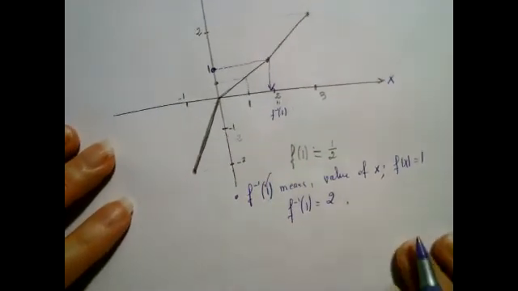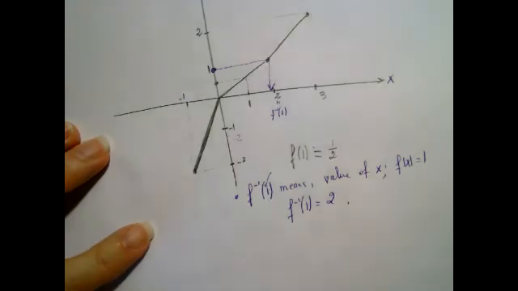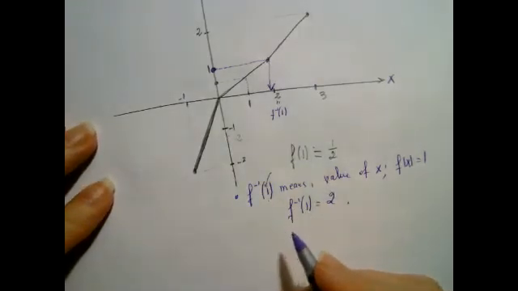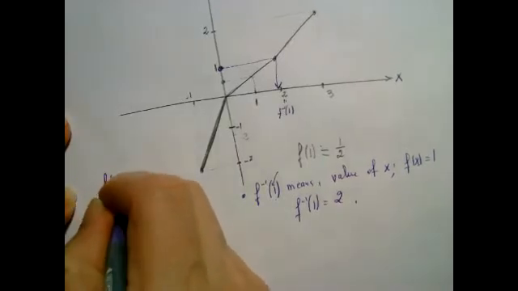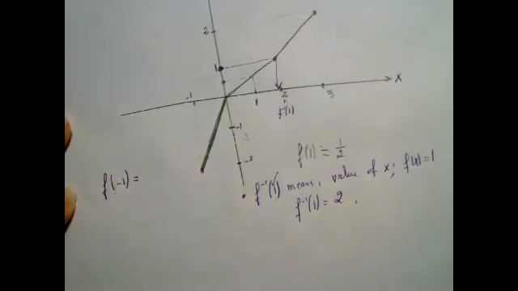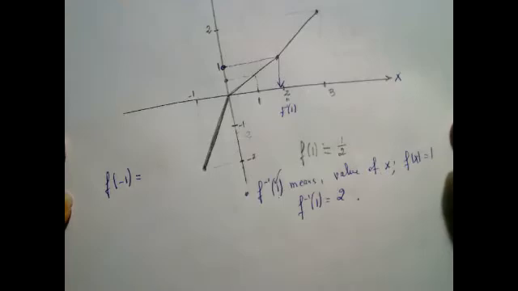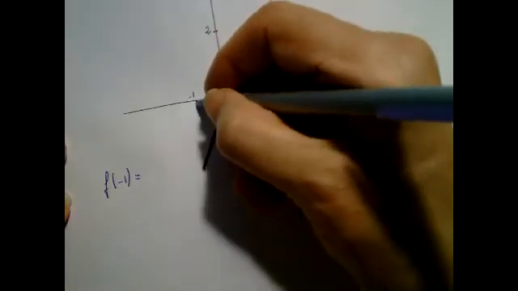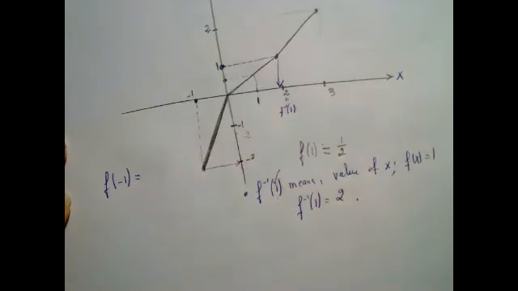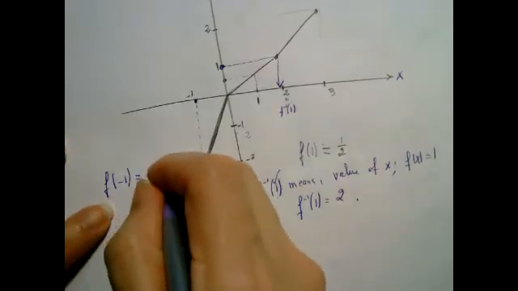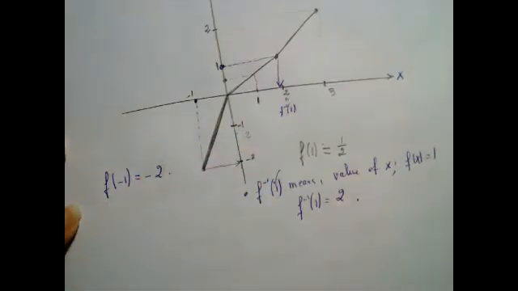Okay, now I'm going to give you others so we get this straight. Suppose I ask you, what is f of minus 1? Is that clear on the picture? This is minus 1 here. F of minus 1 is right there. So f of minus 1 is equal to minus 2.